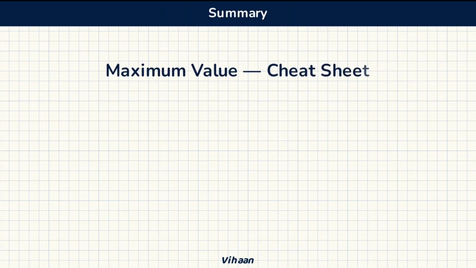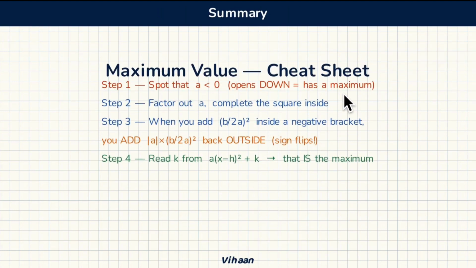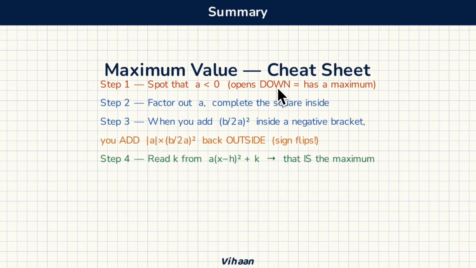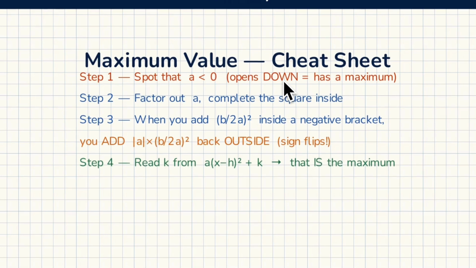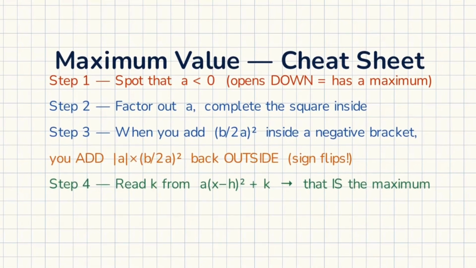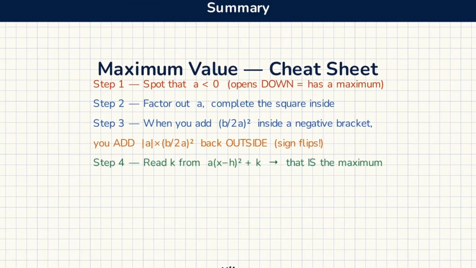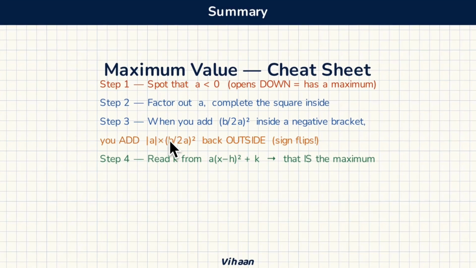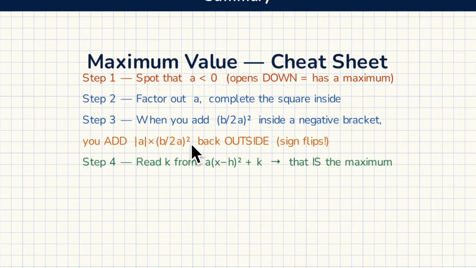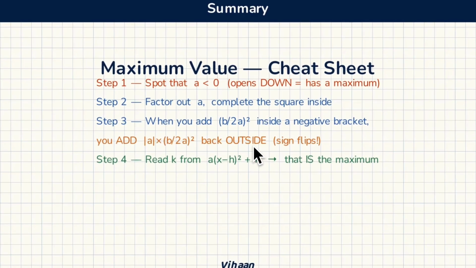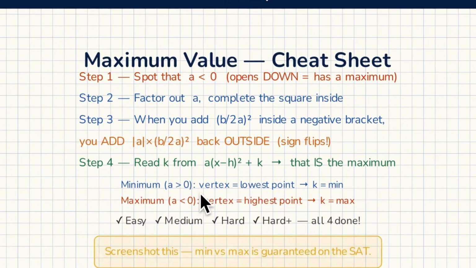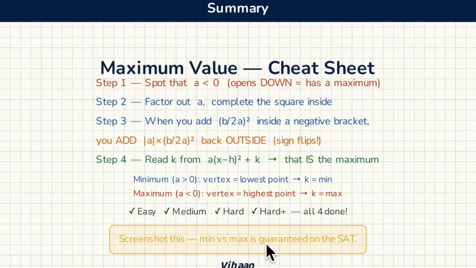This is the summary. First thing you do is spot that the equation opens down, so it has a maximum value. Then, factor out a and complete the square. When you add (b over 2a) squared, do that inside the negative bracket. Then, you add the absolute value of a times (b over 2a) squared back outside. The sign flips. Then read k from the equation. That is the maximum. Screenshot this, because this minimum versus maximum is guaranteed to be on your SAT.